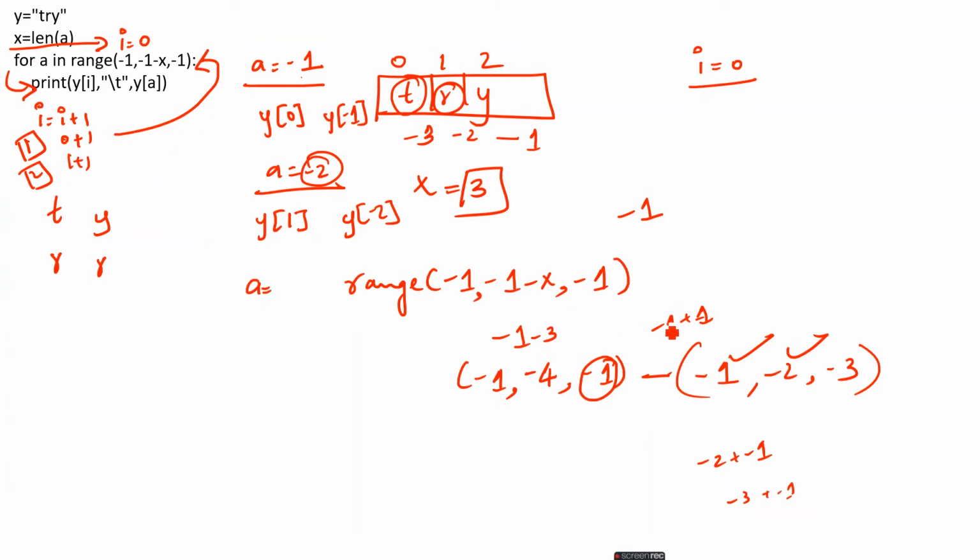Now what is the next value for a? That is -3. Now print y of i. The value of i is 2. Y of 2. What is y of 2? That is y. Y is printed. Now backslash t, space. Now y of a. The value of a is -3. Y of -3 is t. So t will be printed. Now no more values from the range function. So this is the output.